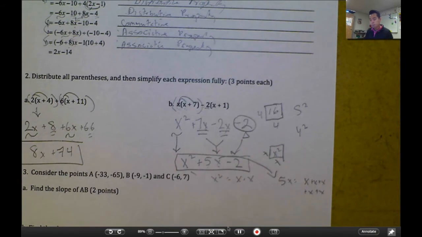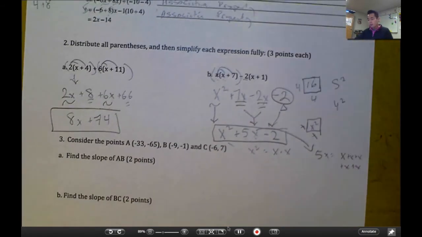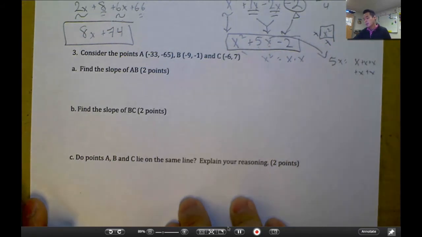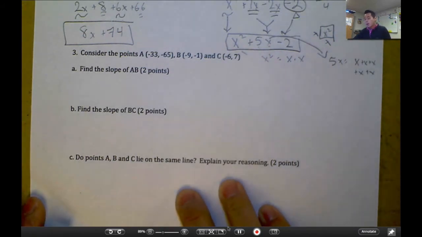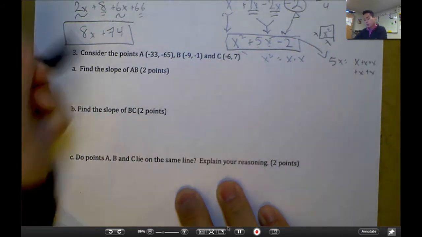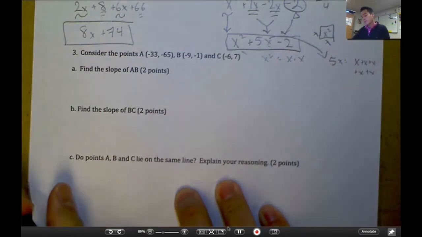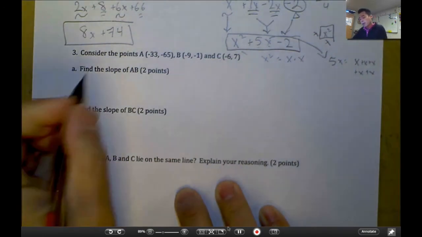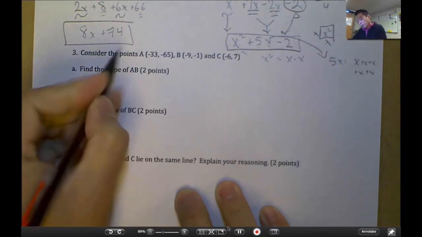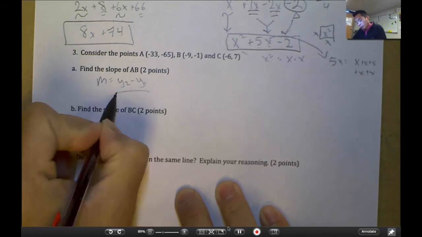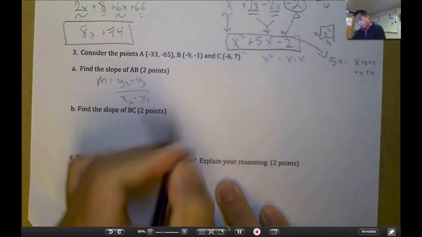Okay. All right, let's move on to the last question. Here I have 3 points. Consider the points A, B, and C. Find the slope between A and B. Now, some of you kind of messed up on your properties, your integer rules here. Let's just jump right in. I'm going to use the slope formula, and then I'll use the table format to find the slope. To find the slope between A and B, slope is always y2 minus y1 over x2 minus x1.